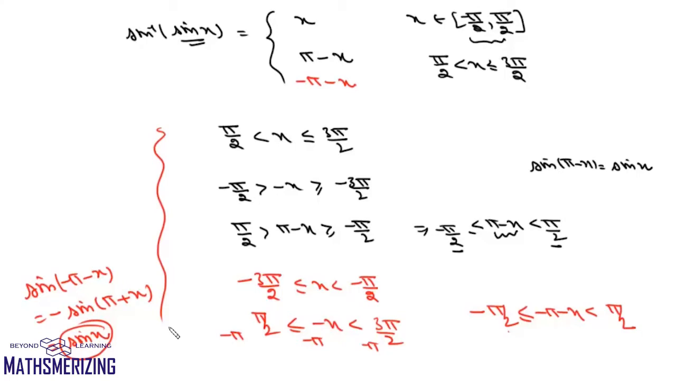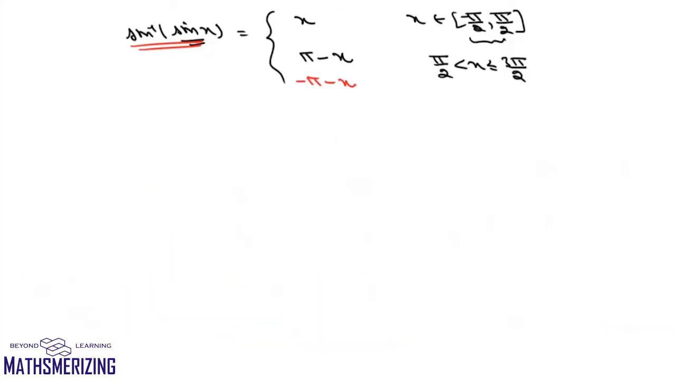So the best way to do this is by learning the graph of sine inverse of sine x. If you just learn the graph of sine inverse of sine x, then everything will become very simple and it'll all make sense. So we'll start with the graph of sine inverse of sine x. We'll draw the graph of y equals sine inverse of sine x.